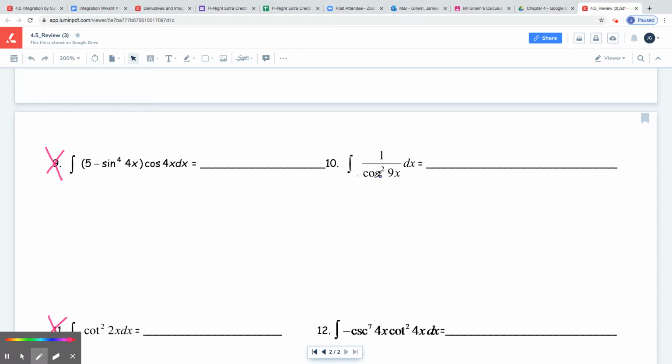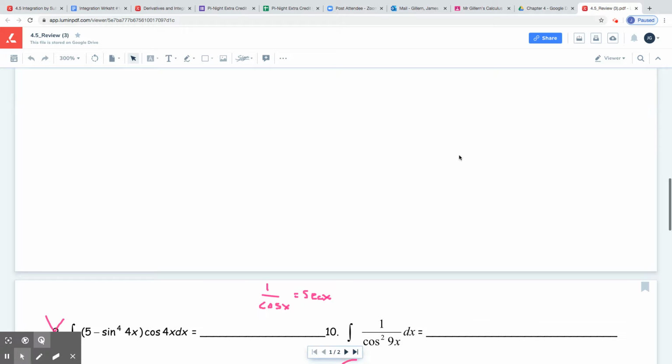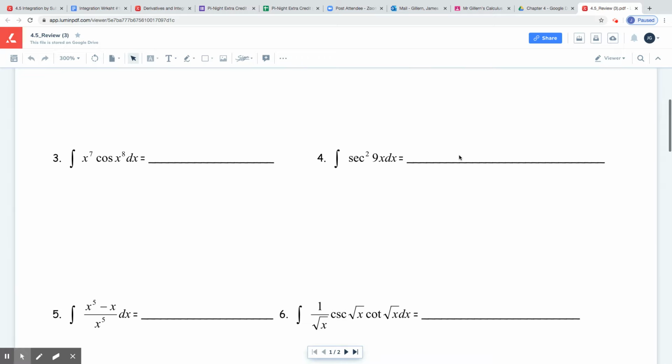So here we have the good old trig in the bottom. Hopefully you remember your reciprocals. If you have cosine in the bottom, what is 1 over cosine the same as? 1 over cosine x is the same as secant x, which means 1 over cosine squared is the same thing as secant squared. So this is secant squared 9x dx, which I believe then just turns into the same problem as number 4.